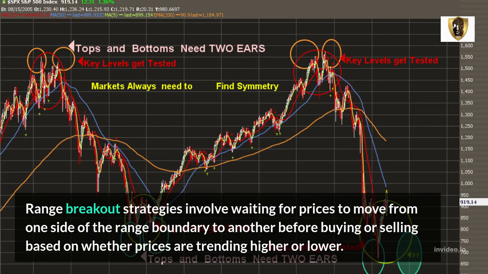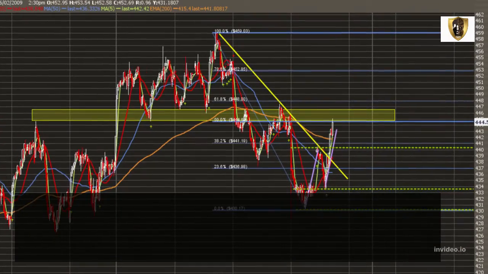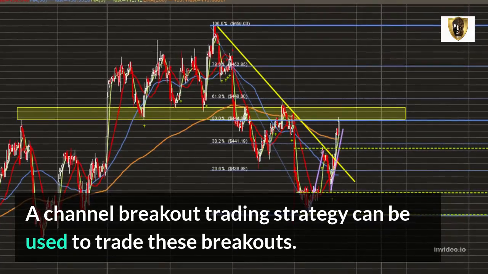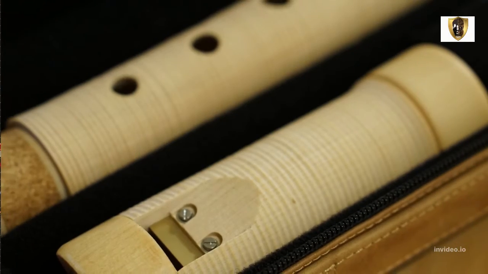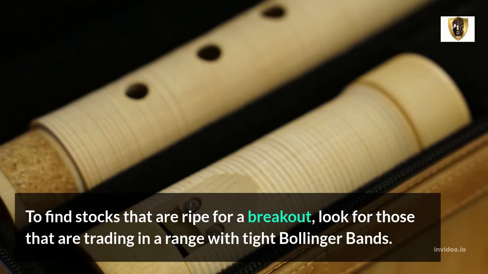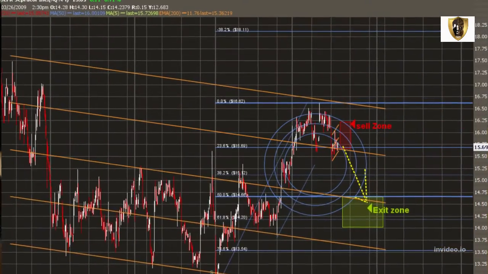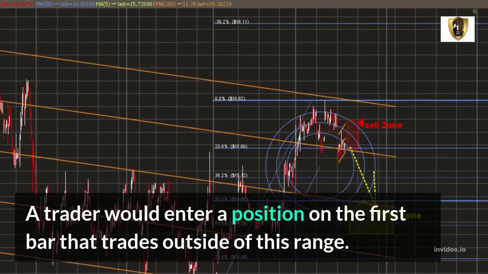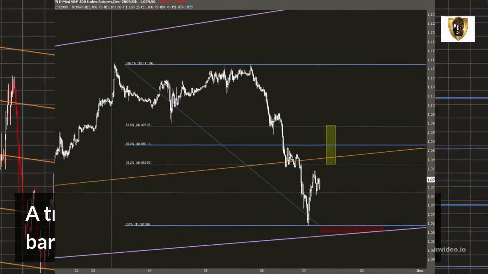Range breakout strategies involve waiting for prices to move from one side of the range boundary to another before buying or selling based on whether prices are trending higher or lower. A channel breakout trading strategy can be used to trade these breakouts. To find stocks that are ripe for a breakout, look for those that are trading in a range with tight Bollinger Bands. A trader would enter a position on the first bar that trades outside of this range.